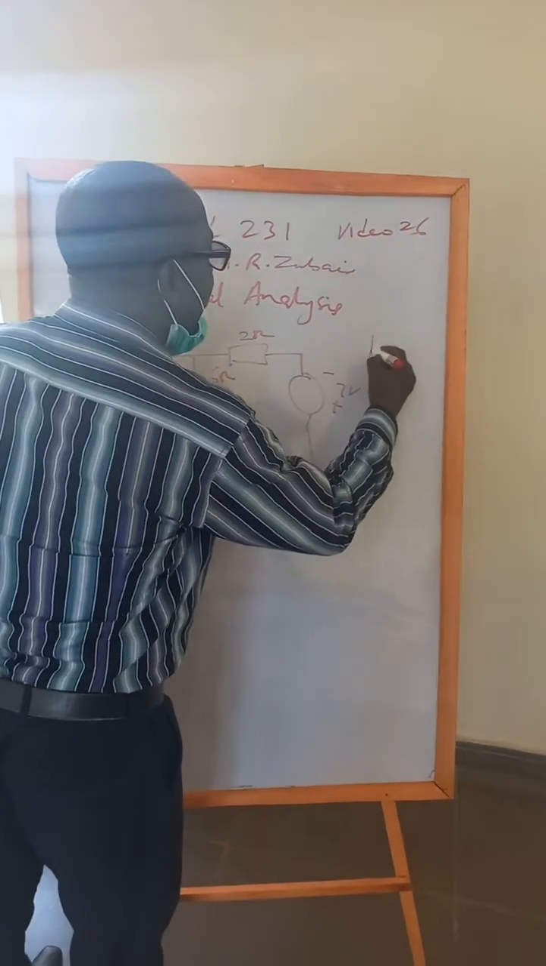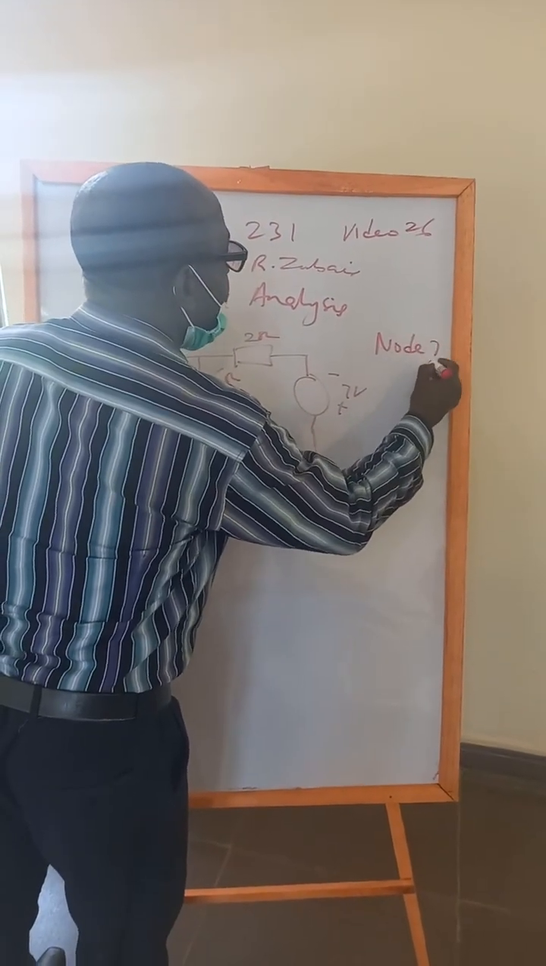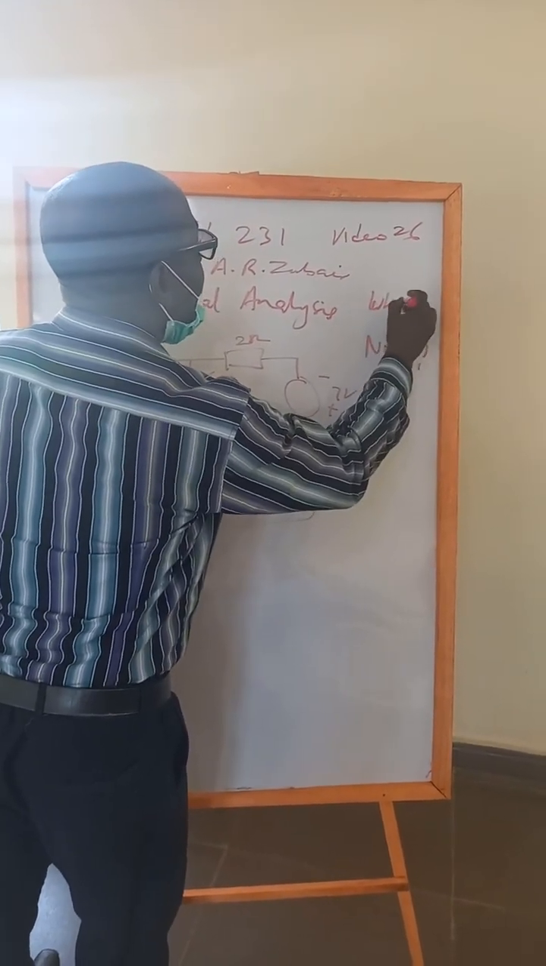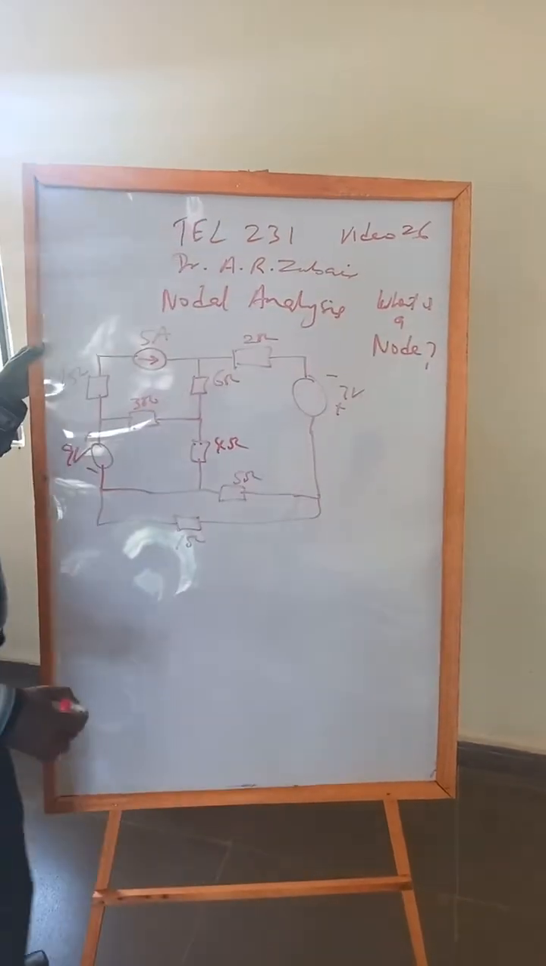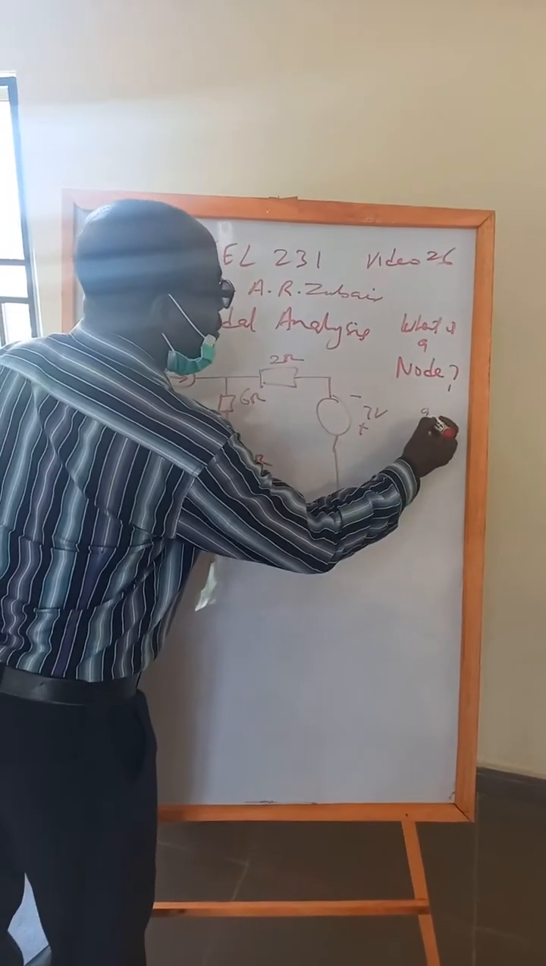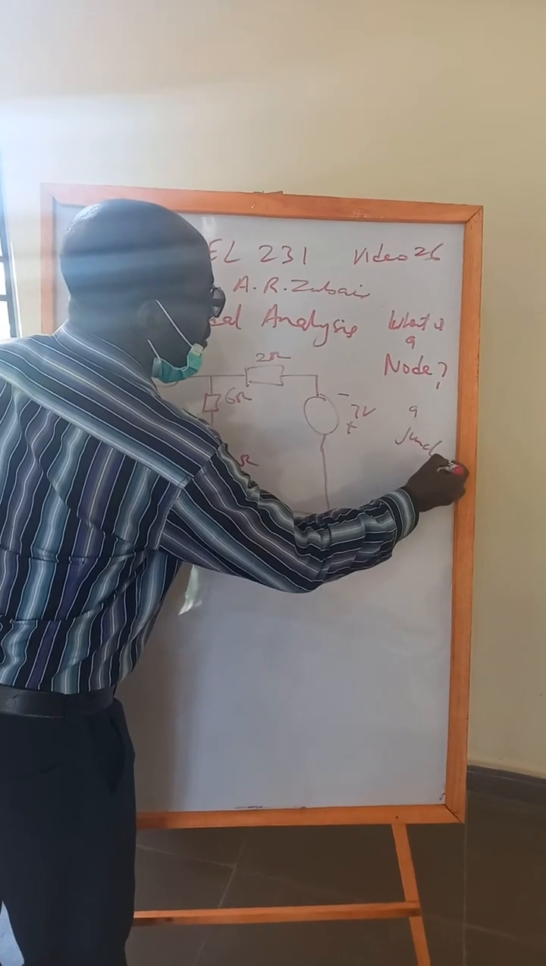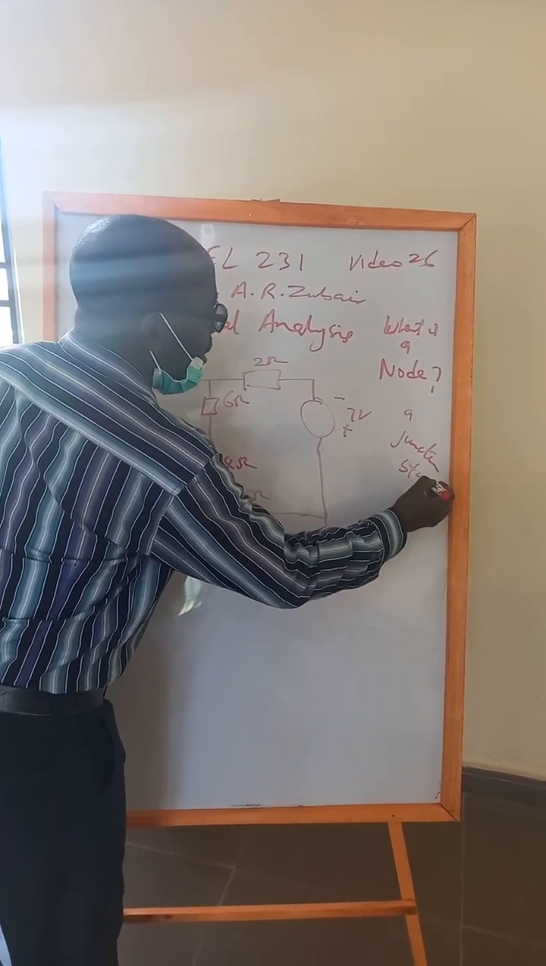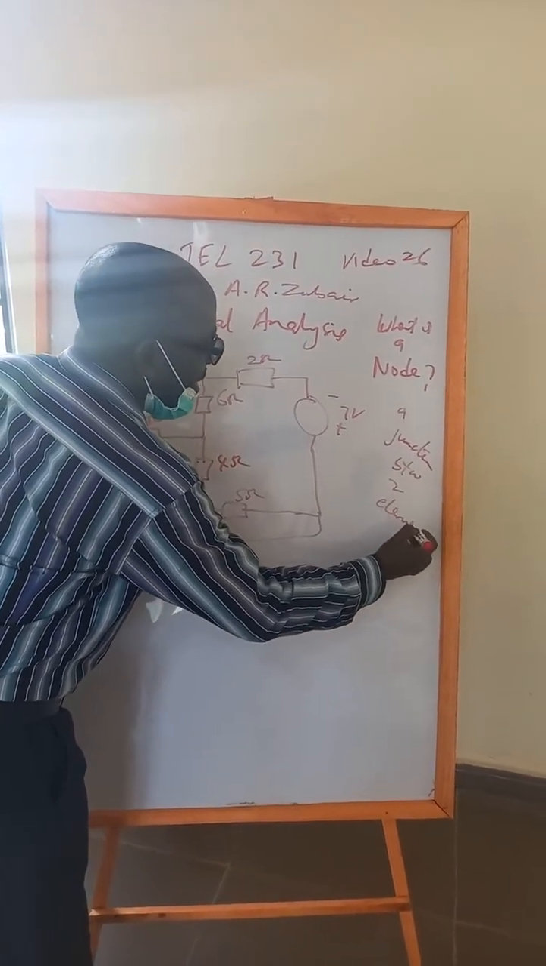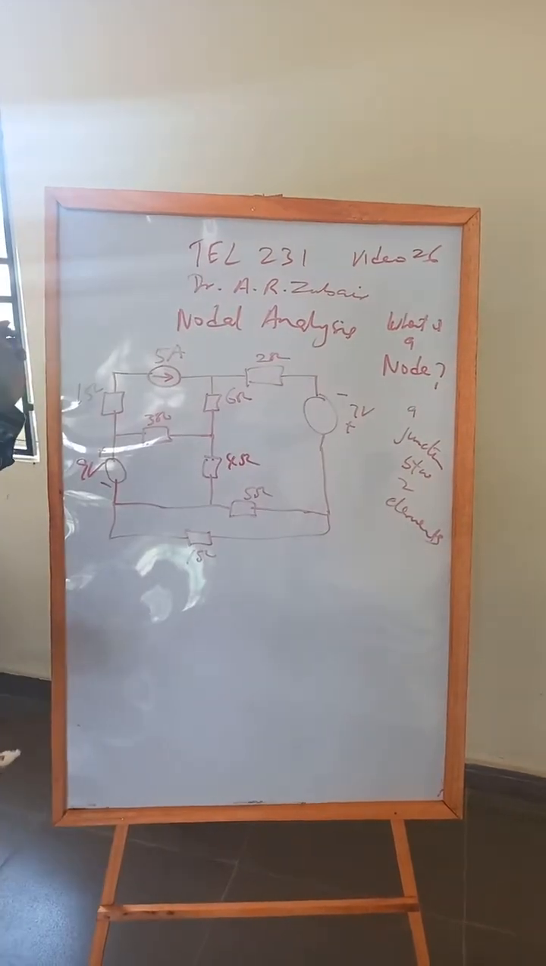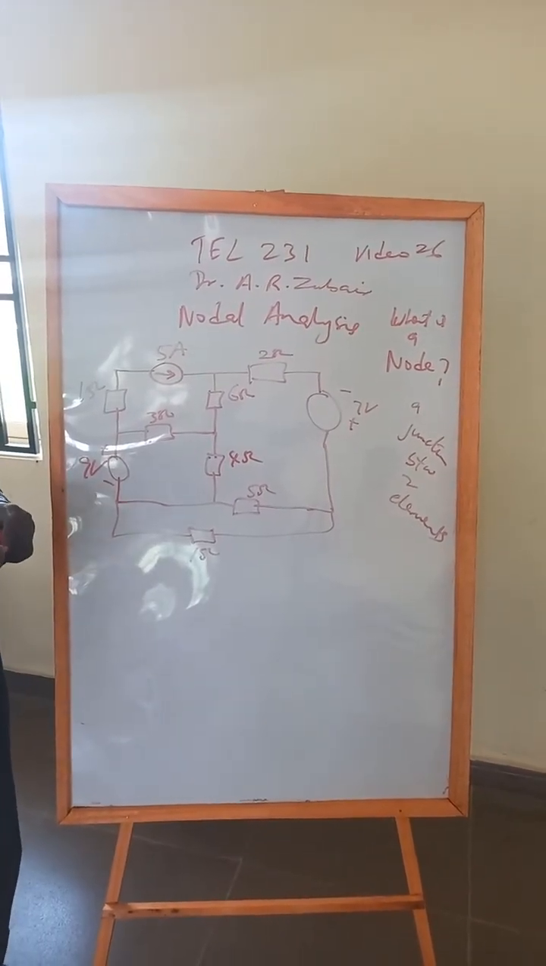First, let's define what is a node. What is a node? A node is a junction between two elements.